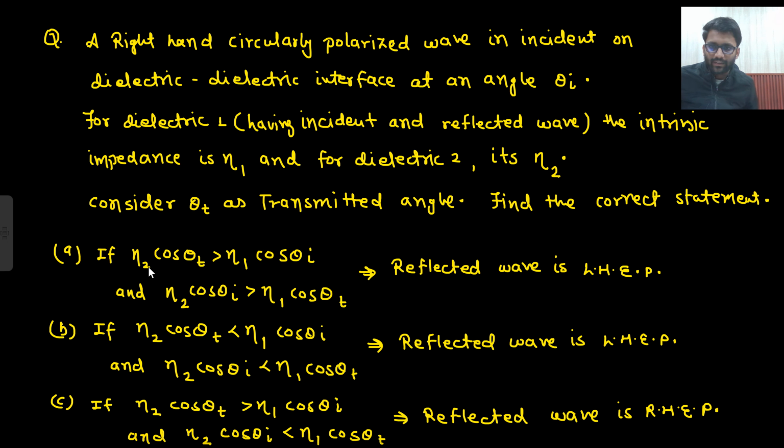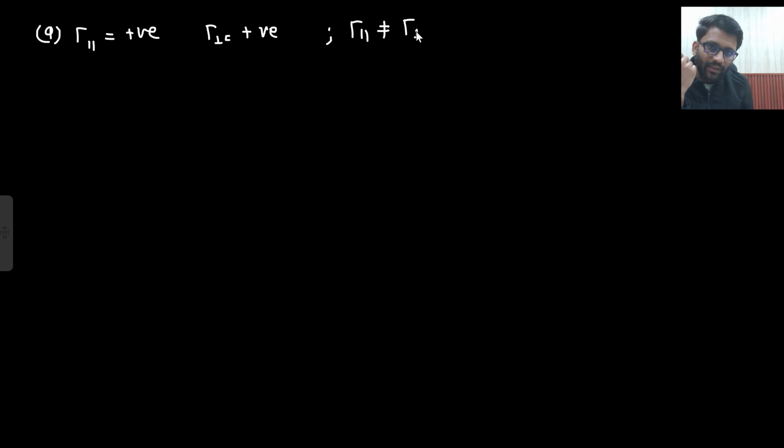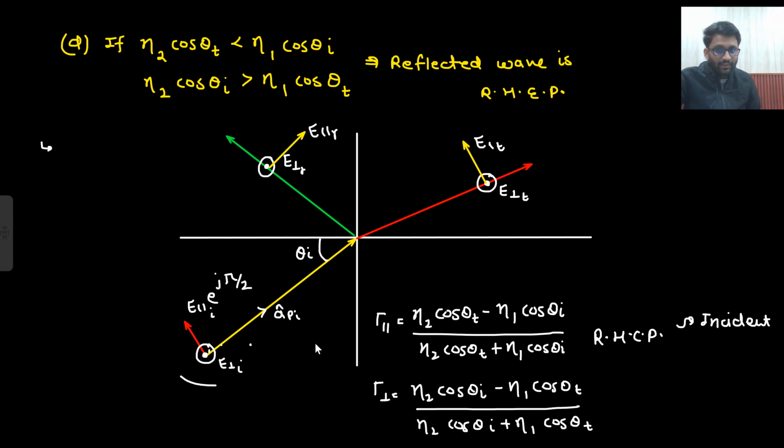What are we saying in the first option? They are saying that eta2 cos theta_t is greater than eta1 cos theta_i, and eta2 cos theta_i is greater than eta1 cos theta_t. That means this one is greater than this one, and this one is greater than this one. What does that mean? Your gamma parallel is positive, and your gamma perpendicular is positive. We already know that both can never be equal, but both are positive. Both being positive means this diagram remains correct.